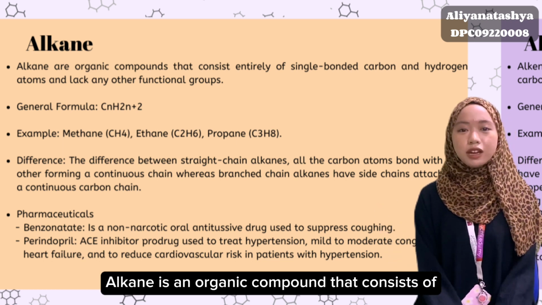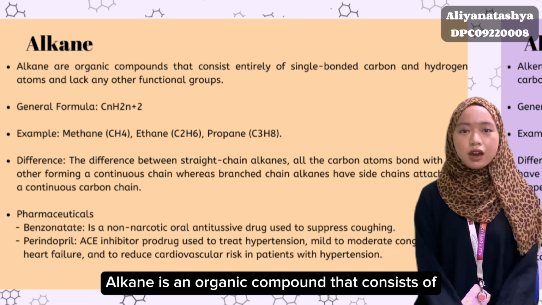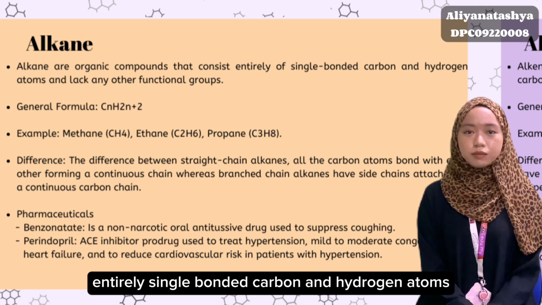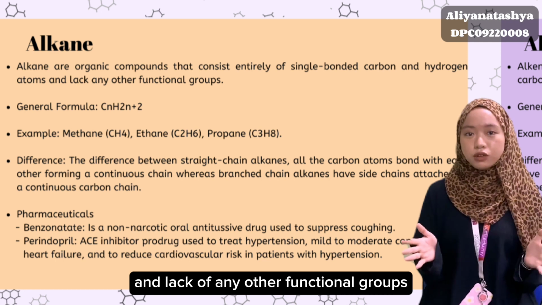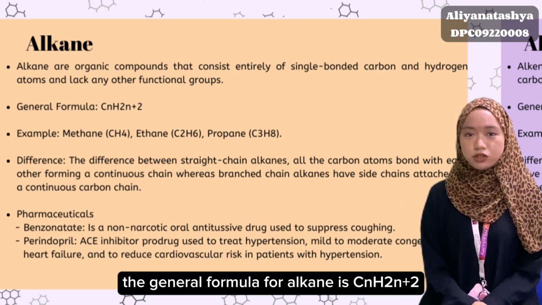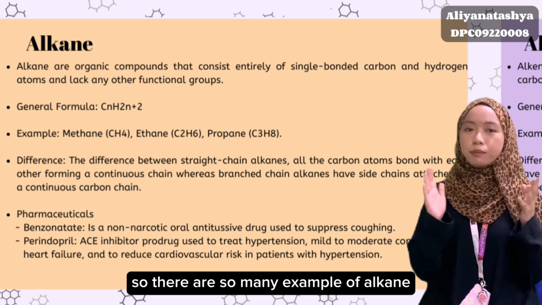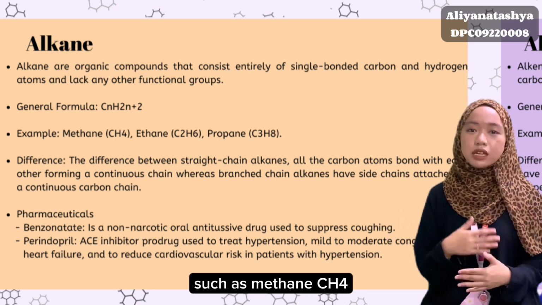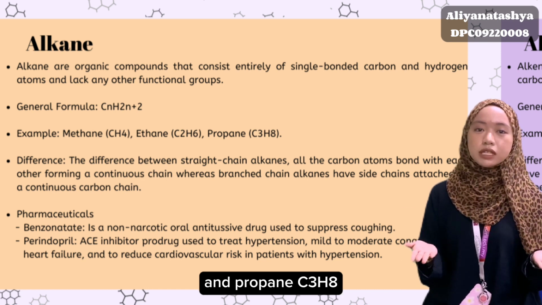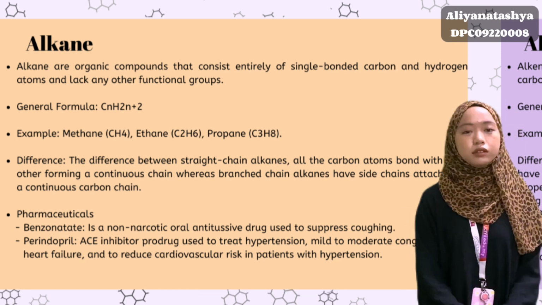So right now I'm going to continue about what is alkane. Alkane is an organic compound that consists of entirely single-bonded carbon and hydrogen atoms and lacks any other functional groups. The general formula for alkane is CnH2n+2. There are so many examples of alkanes such as methane CH4, ethane C2H6, and propane C3H8.